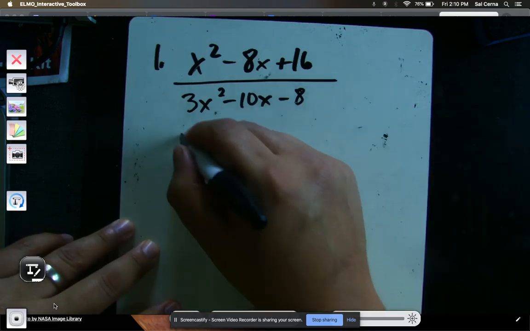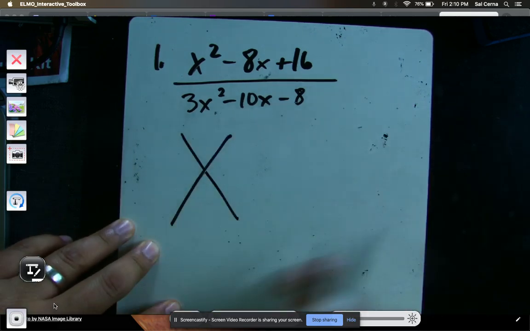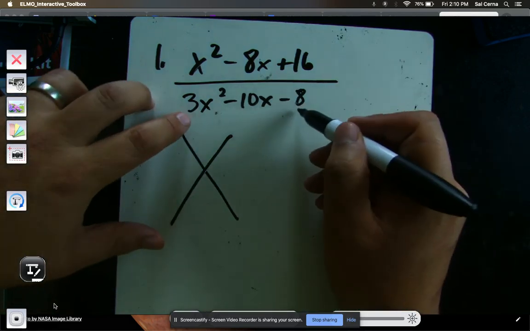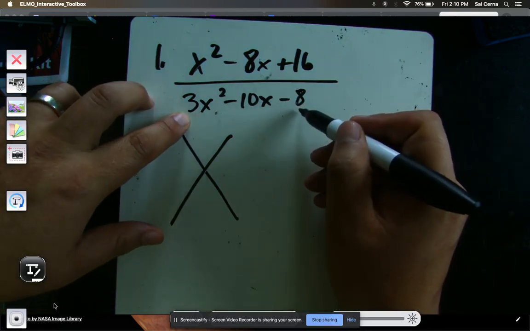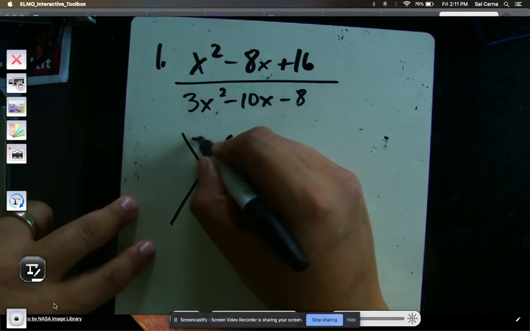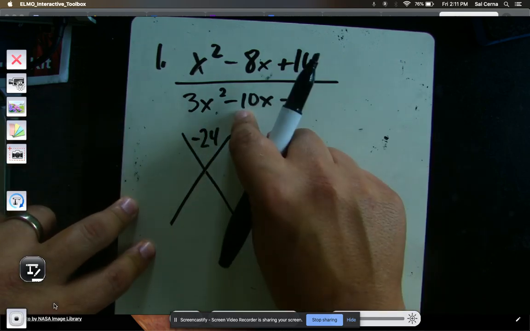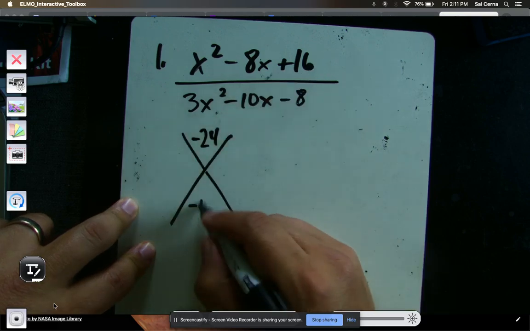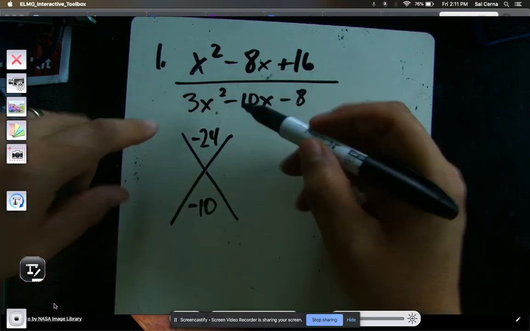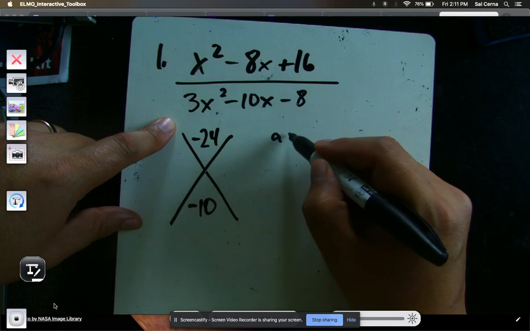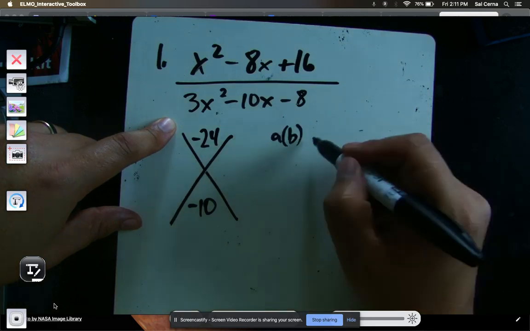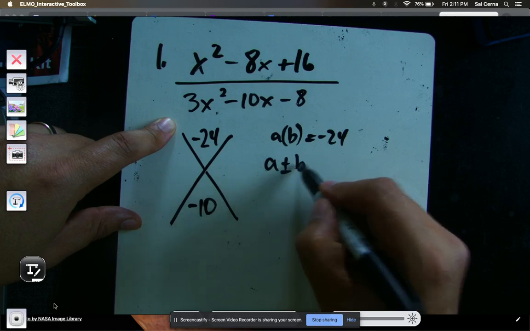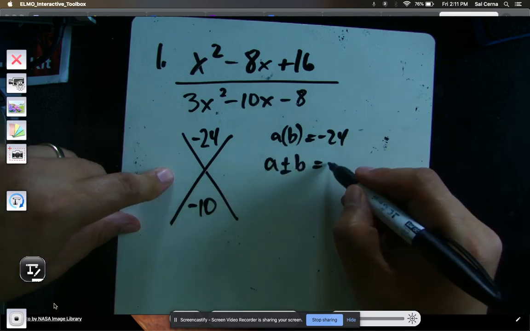So I'm going to start with the diamond problem. It's a strategy we can use. And the idea here is this. If I multiply my constant with this leading coefficient, 3 times negative 8, I get negative 24. And then I take the coefficient of the middle term with its sign, and I put it down here. Then I ask myself, what two numbers, A and B, can I multiply to get negative 24? And also, if I add or subtract, I get negative 10.